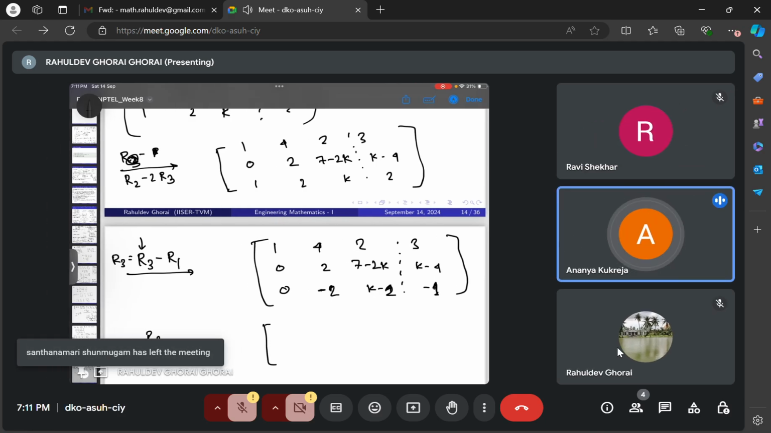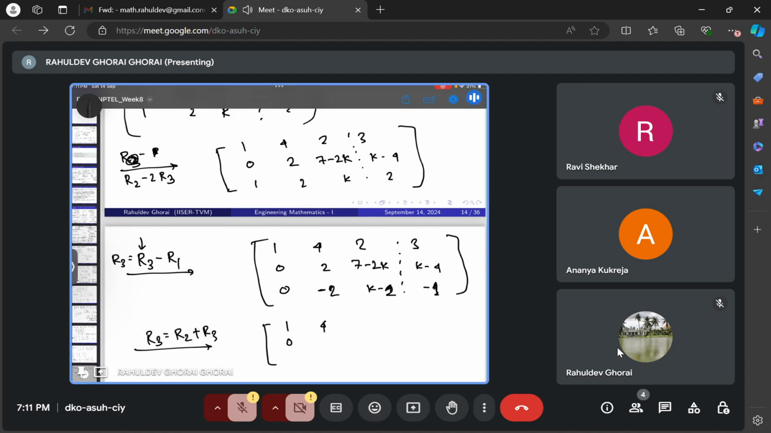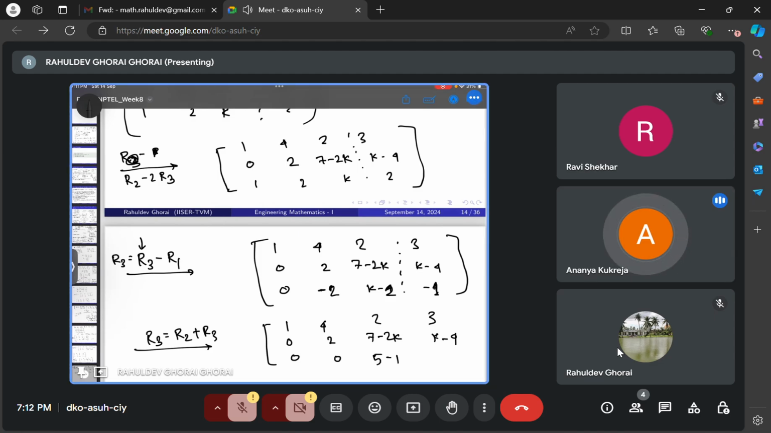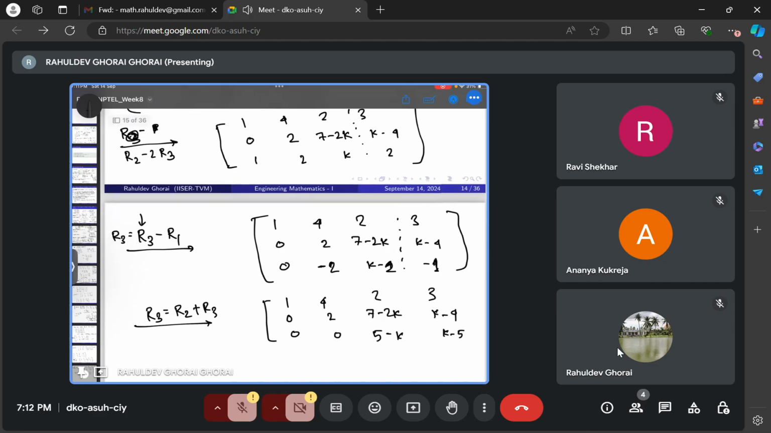No, R3 is equal to R2 plus R3. Okay, so 4, 2, 2, 7 minus 2k, 3, k minus 4, 0, 0. Okay, 5 minus k... and k minus 5. Yeah, k minus 5, yes.